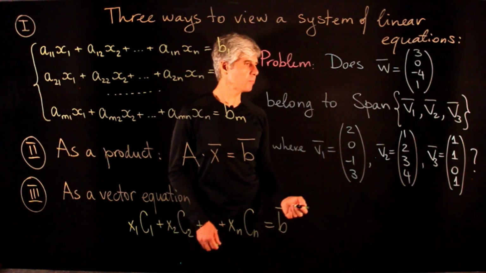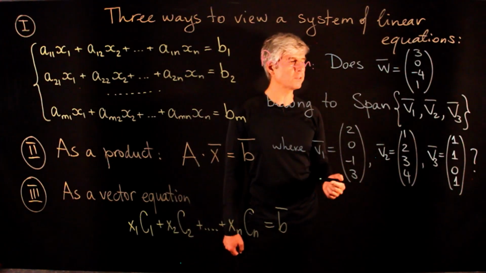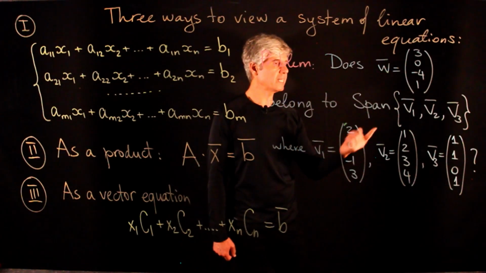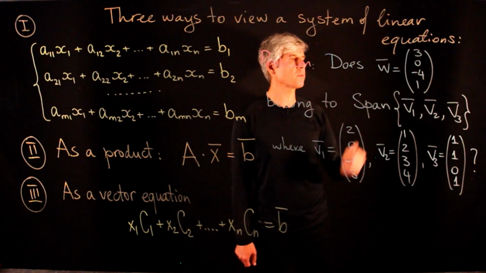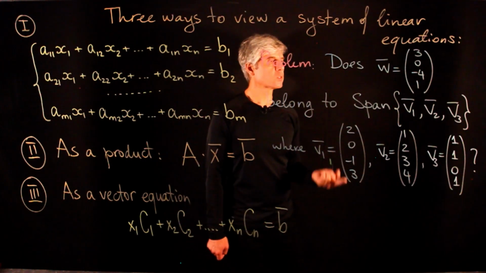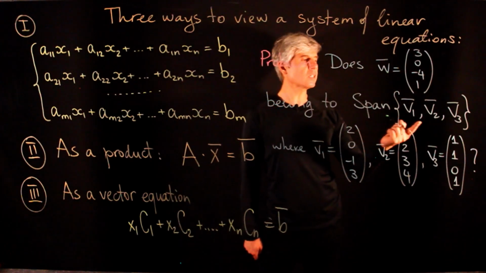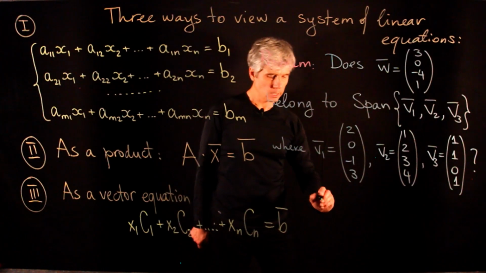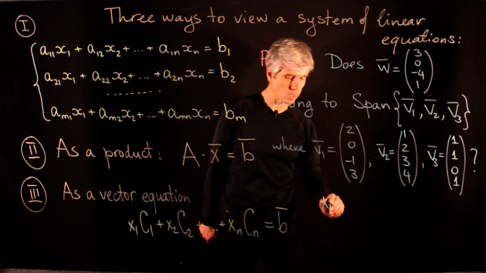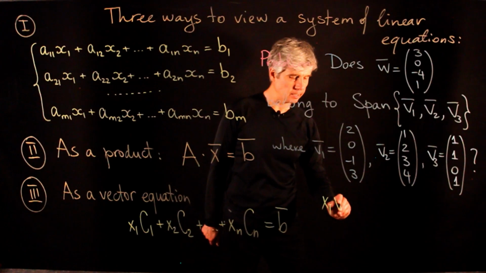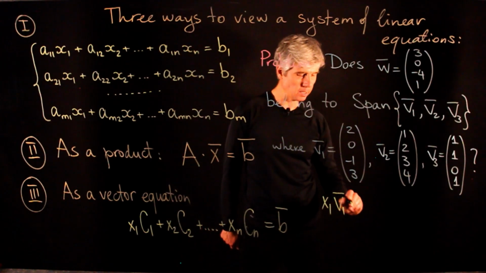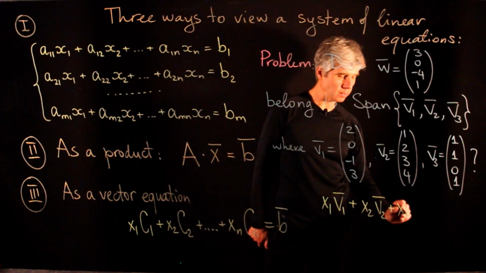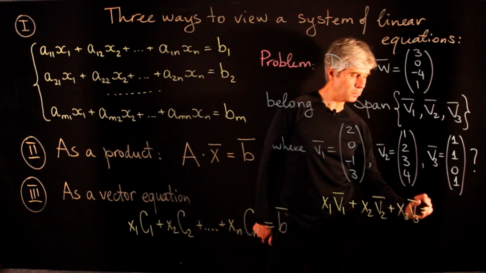Now, how can we decide? So we have to recall the definition of the span. The span is the set of all possible linear combinations of v1, v2, and v3. So the question is, can a linear combination of these three vectors be equal to the vector w? In other words, is it possible to find the values of x1, x2, and x3 such that the linear combination x1 times v1 plus x2 times v2 plus x3 times v3 is equal to w?